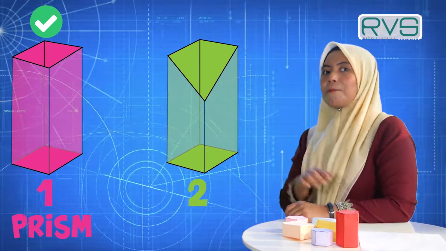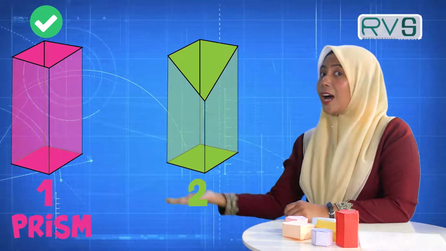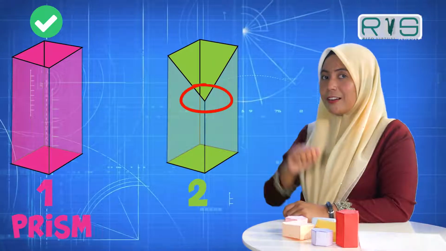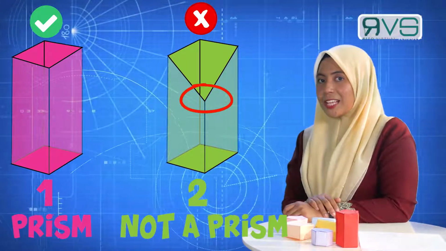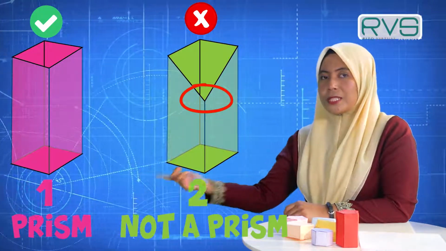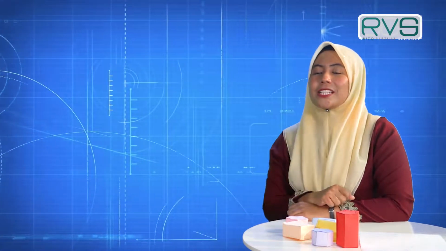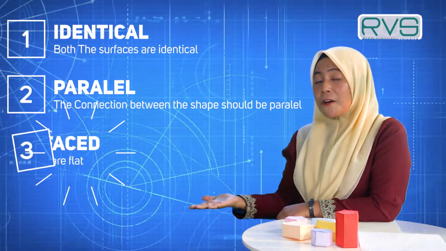So we look at the second picture. The base is a rectangle, but when you go up, it's not parallel. The angle goes down a little bit. So this is not a prism because it is not parallel. Okay, so now you can see the difference between a prism and a non-prism. Let me remind you of the keywords that we already know for differentiating between a 3D shape and a prism. So what is the first? Identical, parallel, and a flat face.